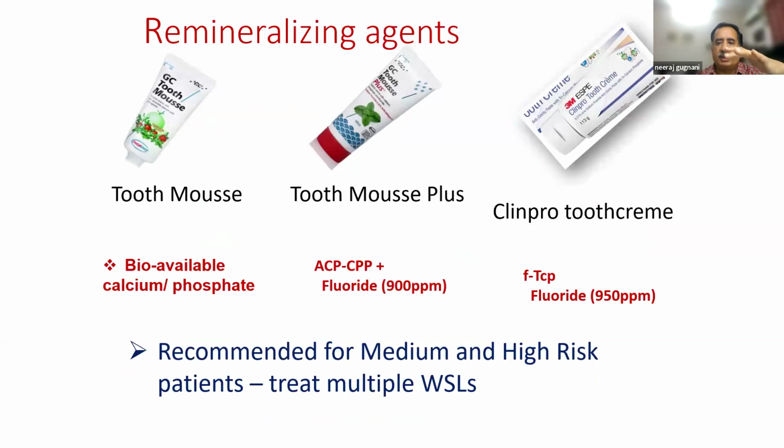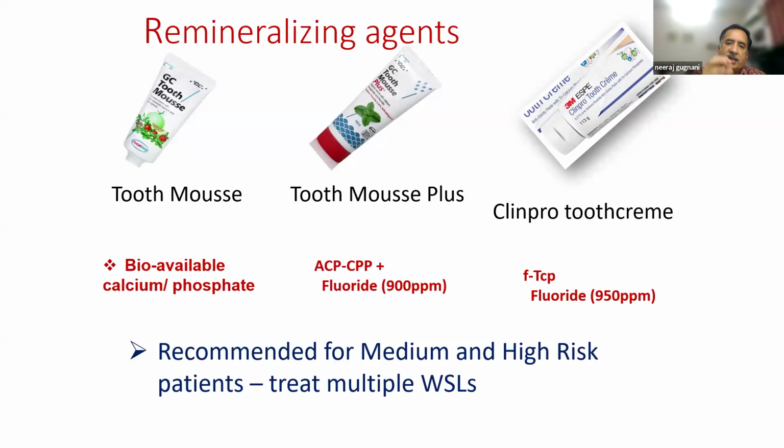So these are the three commercial toothpastes available in India, which includes Tooth Mousse Plus, or Clinpro Tooth Cream. They are recommended for medium and high risk. Tooth Mousse Plus, Clinpro Tooth Cream, and Tooth Mousse, they are recommended along with the use of fluoride. So you can see in the Tooth Mousse Plus, the fluoride is already there. In the Clinpro, the name is functionalized tricalcium phosphate. It also has a fluoride up to 950 ppm, because there is a synergistic action between these and the fluoride. Fluoride acts as a catalyst to promote the reaction or the action towards the remineralization.